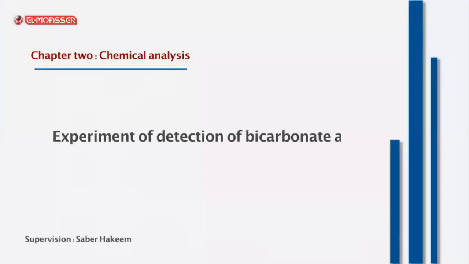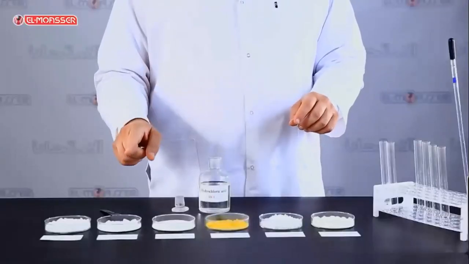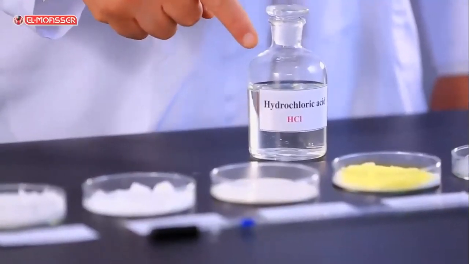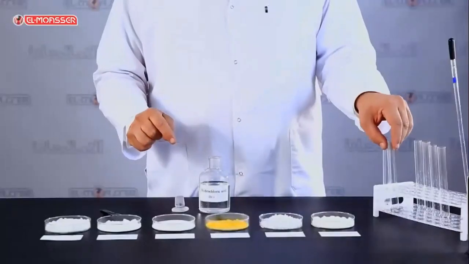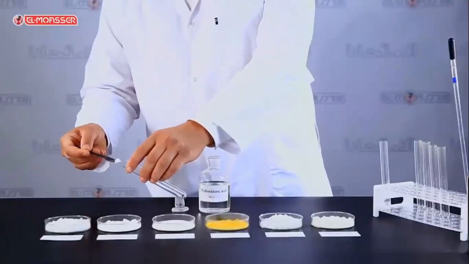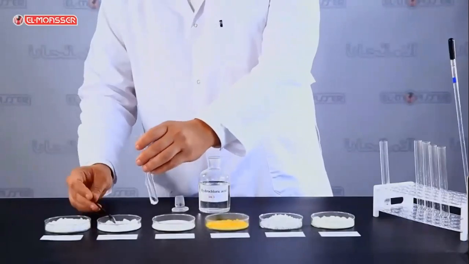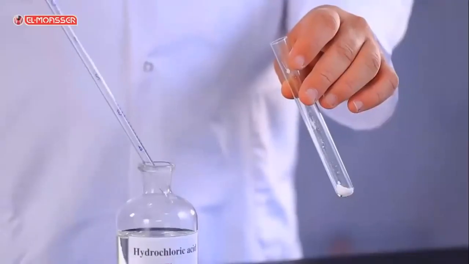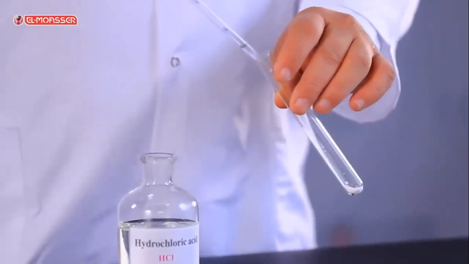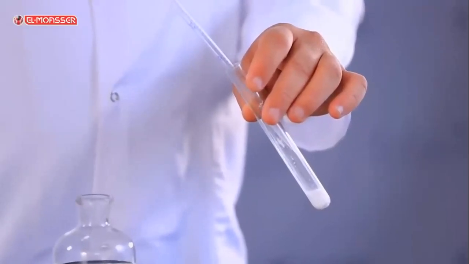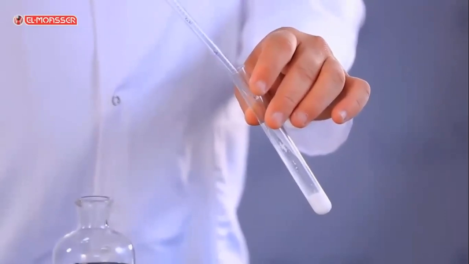Experiment of detection of bicarbonate anion. Bicarbonate anion is detected in sodium bicarbonate salt by a main experiment and another confirmatory experiment. Main experiment. Add to sodium bicarbonate salt drops of diluted hydrochloric acid. What do you observe? Effervescence is observed due to evolution of carbon dioxide gas.